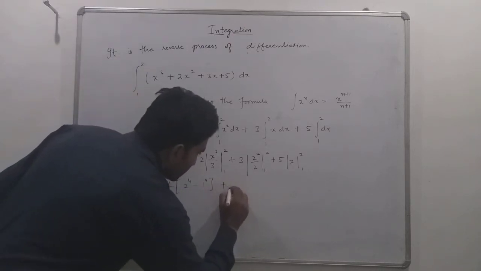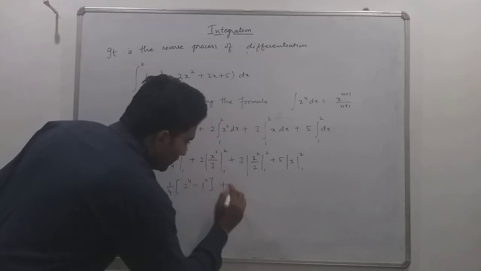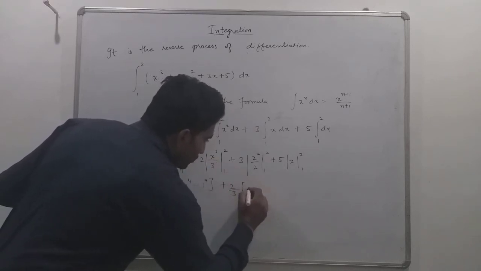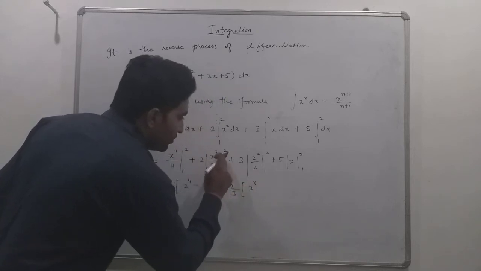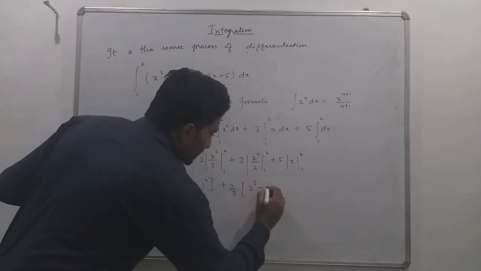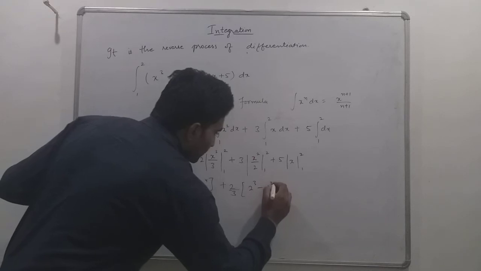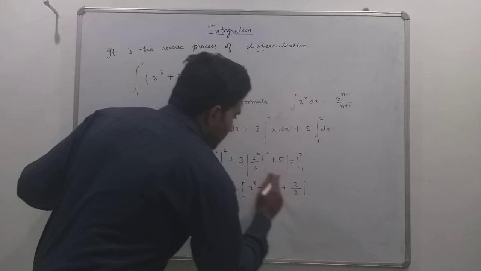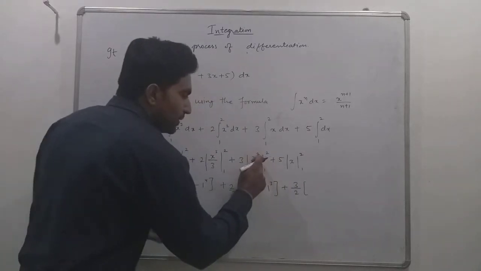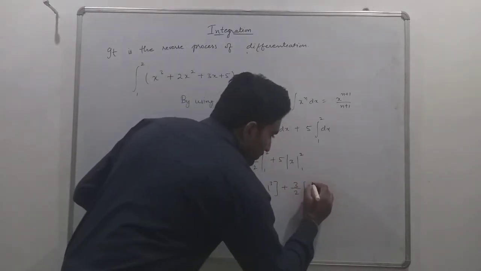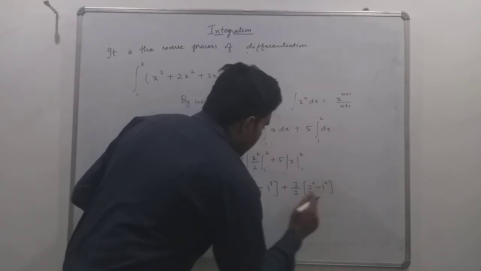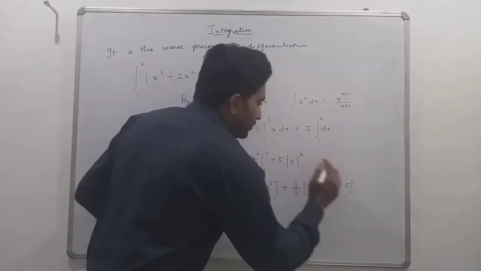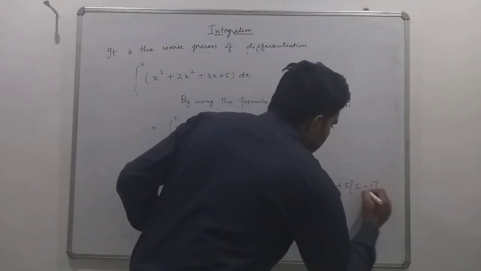Similarly, plus 2, 1 by 3 can be taken outside. It remains with 2 raised to power 3. In place of x we will put the upper limit, minus in place of x we will put the lower limit. Plus 3 by 2. Here we again put the upper limit in place of x, 2 square minus 1 square. Next one, plus 5, 2 minus 1.